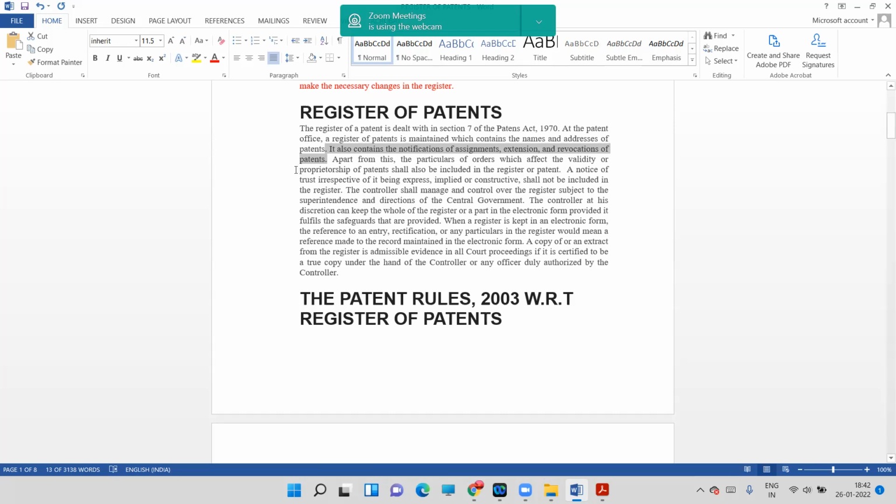A notice of trust, irrespective of it being express, implied, or constructive, shall not be included in the register. So what is not included in the register? ये भी पूछा जा सकता है question. ये इसका एक question बना के लिख लो. A notice of trust, irrespective of it being express, implied, or constructive, shall not be included in the register.